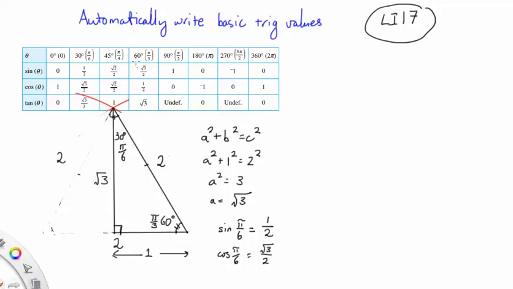Alright, now we're really rolling. Look at that, where's pi on 6? Cos of pi on 6, root 3 on 2. Fantastic. So we've got a triangle to find sine, cos, and even tan of these values. Let's find tan of 30 degrees.